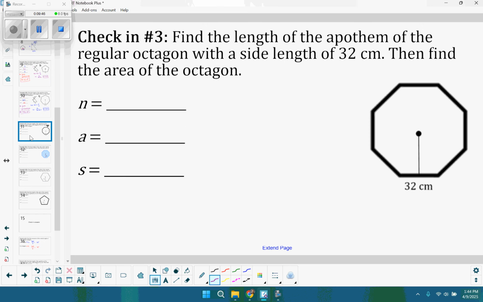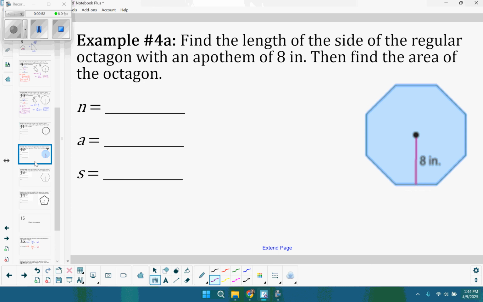So here's one for you to try. You could pause. Answers are posted on Google Classroom. For example 4a, find the length of the side of the regular octagon with an apothem of 8 inches. Then find the area of the octagon. So N for an octagon, number of sides, is 8, and the apothem length is 8. We want to find the length of the sides. We don't know S right now.